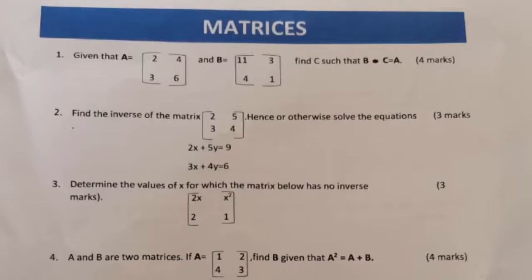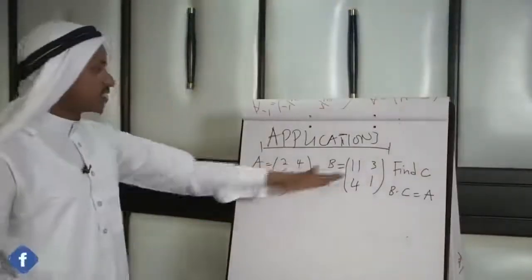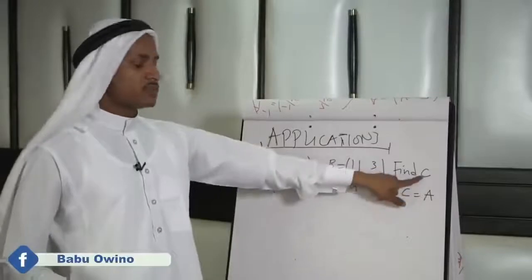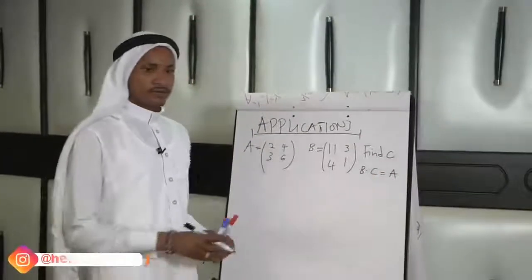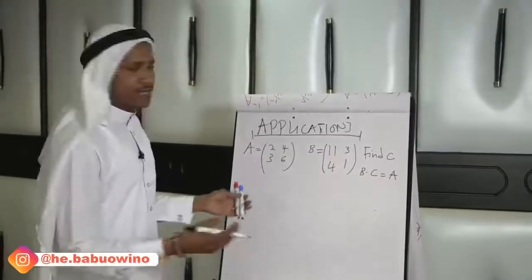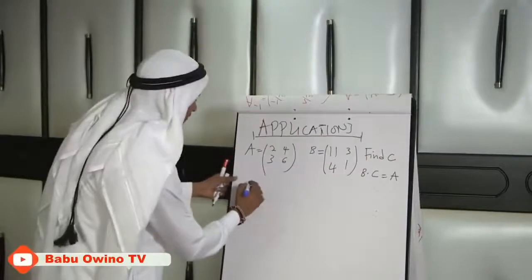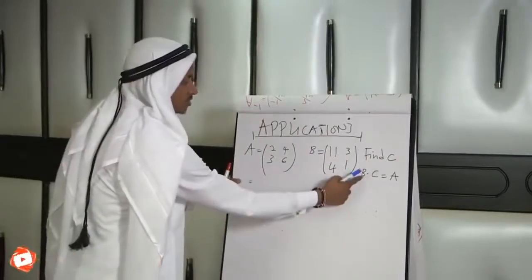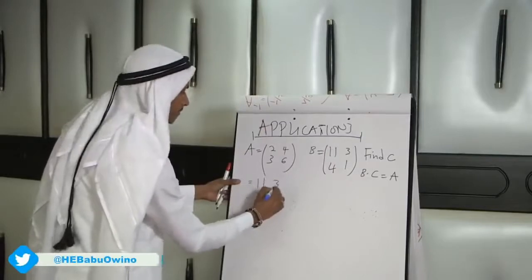Class, this is a very easy question. You just have to breathe in and breathe out, and then you smile. So you are given A, you are given B, but you are not given C, but you are told that B times C equals A. So how do we get C? Just come down here. Start with what you are given here, which is B. Write it down. 11, 4, 3, 1.